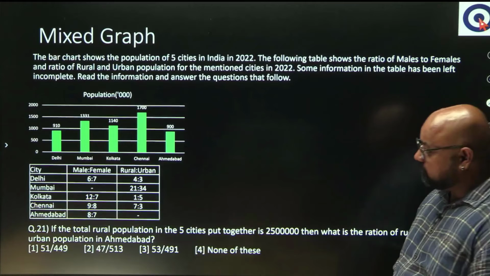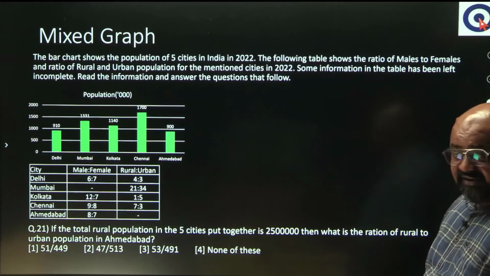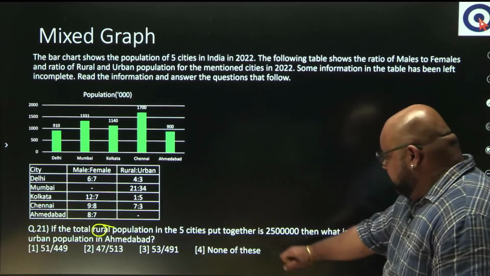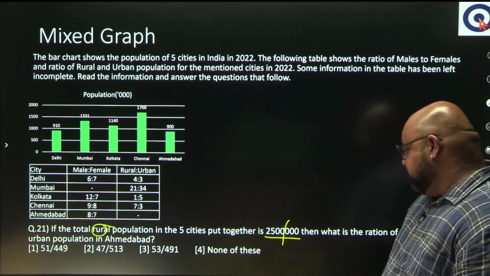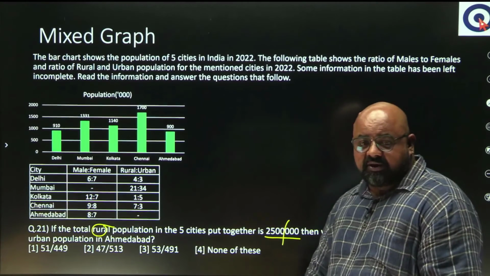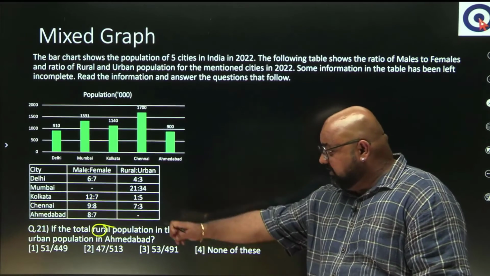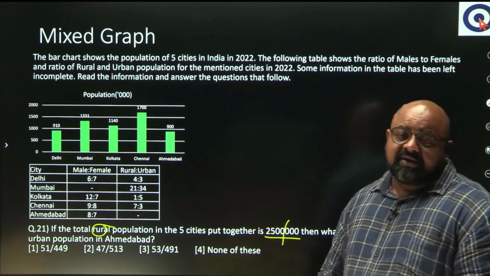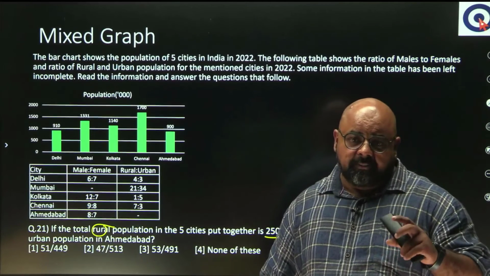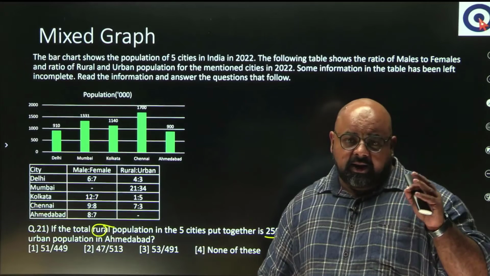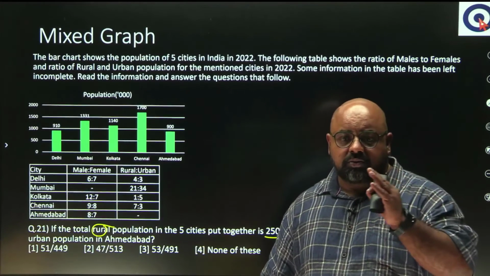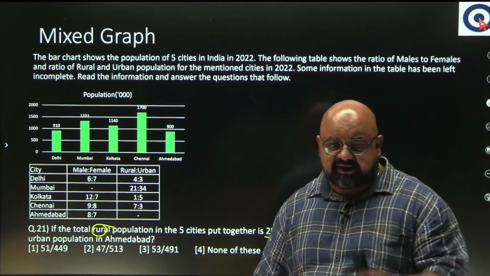Next, if the total population of the 5 cities put together, total rural population is 2500,000, then what is the ratio of rural to urban population in Ahmedabad? Okay, this is a value that was not given. I have to find this out. Since the total rural population is given, what I'll do is I'll find out the rural population of Ahmedabad, and since I know the total population of Ahmedabad, I will be able to find out the rural is to urban of Ahmedabad and hence the ratio, right?